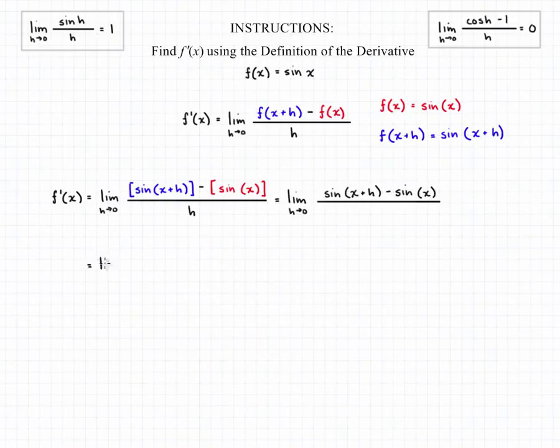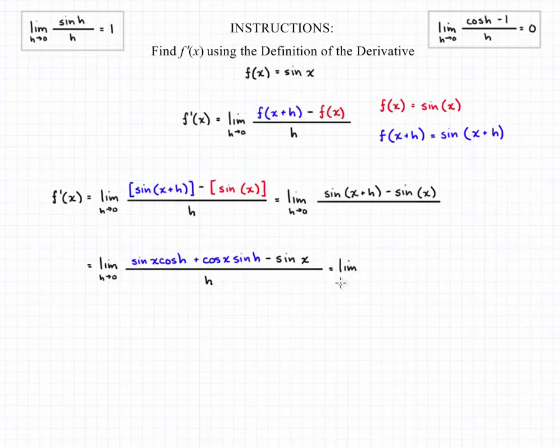From here we have to use an angle addition formula from trigonometry. We're going to convert the sine of x plus h into the sine of x times the cosine of h plus the cosine of x times the sine of h. And then we'll still be subtracting the sine of x, and everything will still be over h.